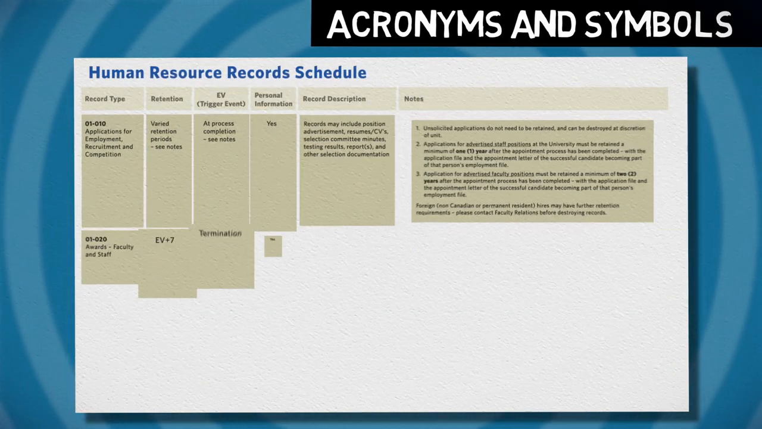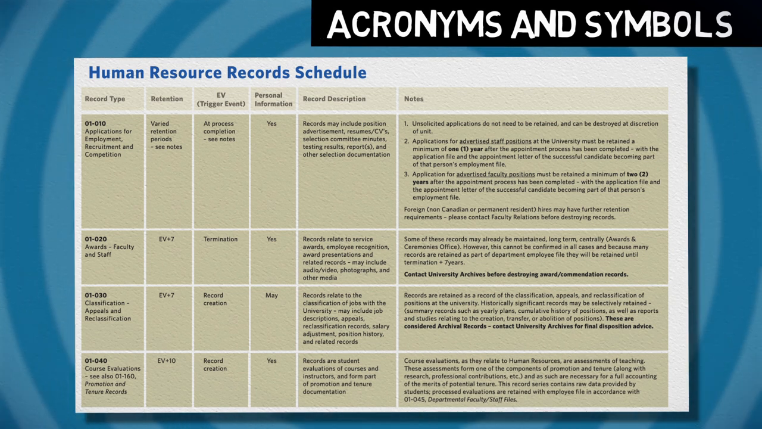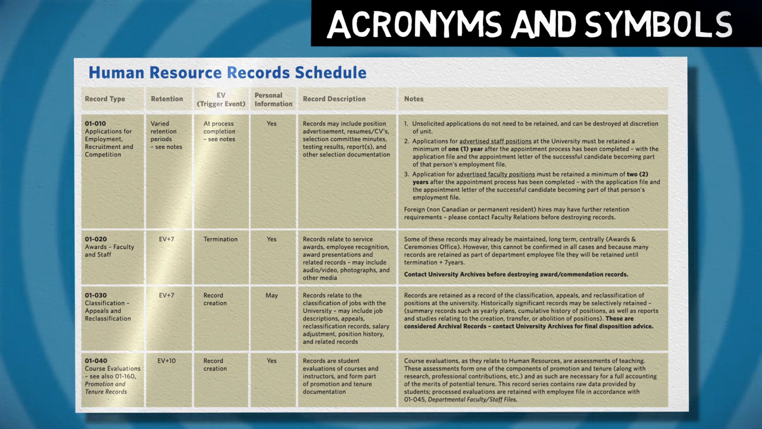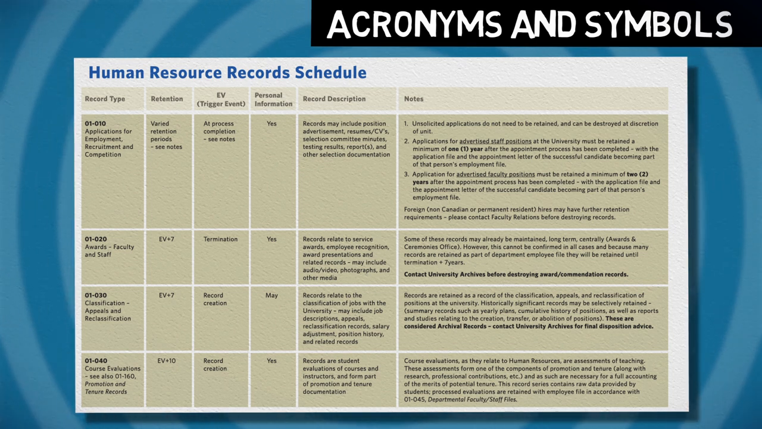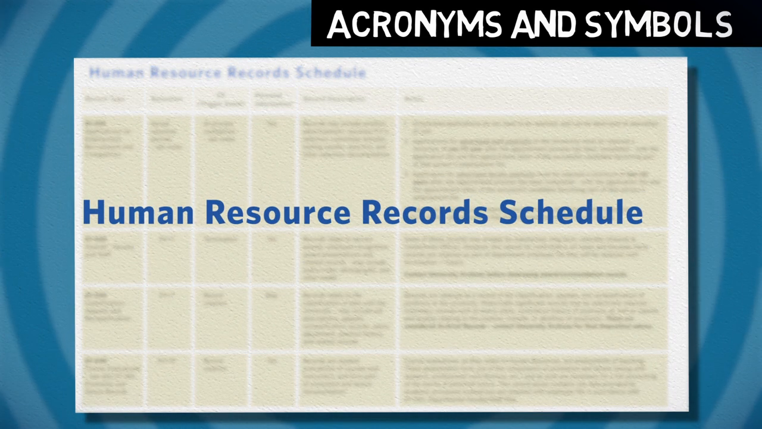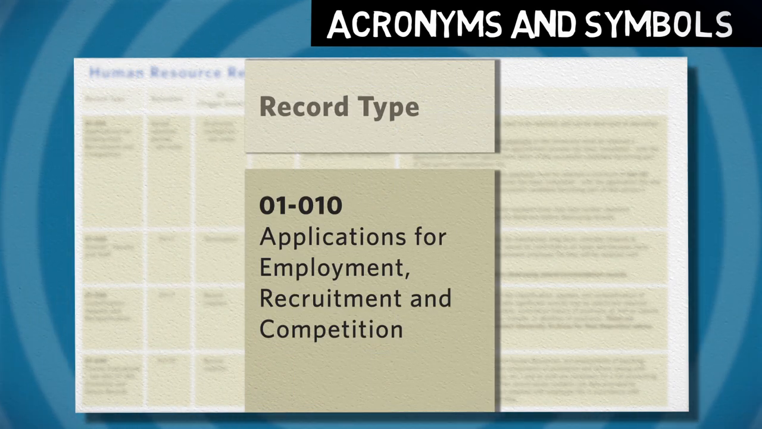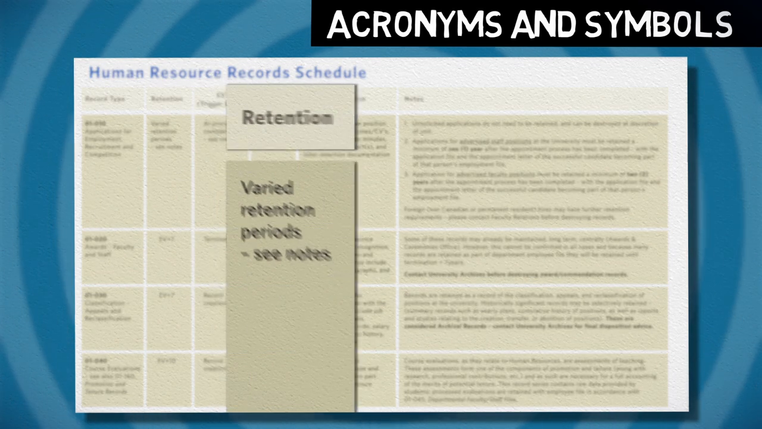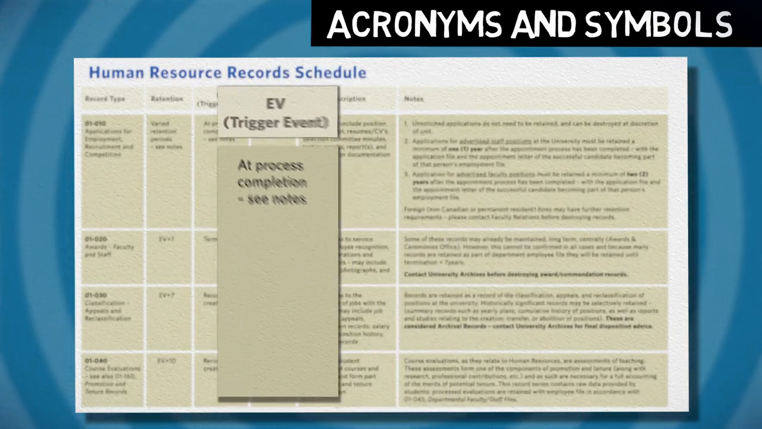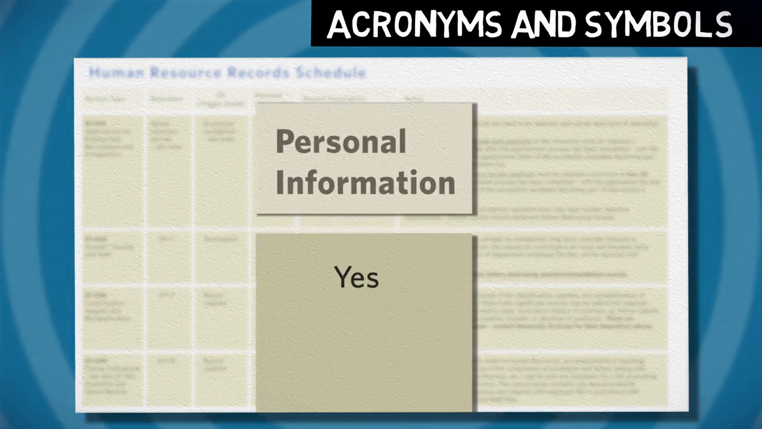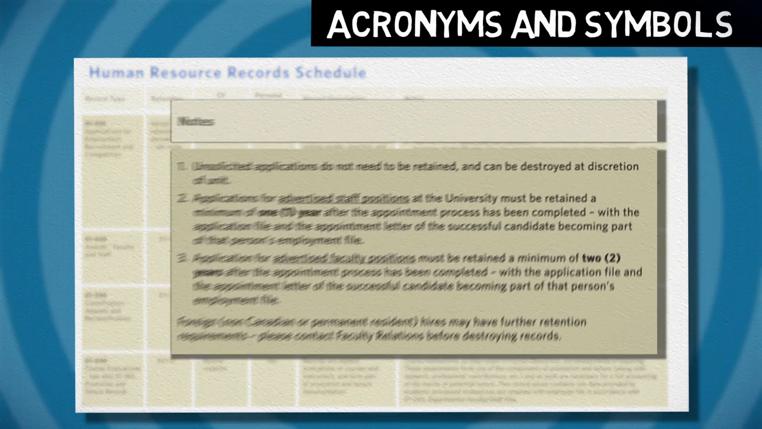Here we see the classification schedule and retention schedule for a human resources department in its entirety. It is referred to as a functional block. The classification and retention schedules consist of the following sections: schedule title, record type containing a classification code and title, retention period, event trigger, personal information or PI, record description, notes.